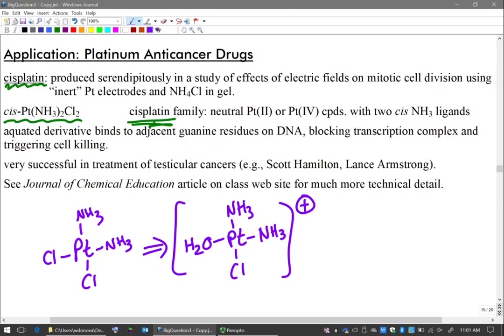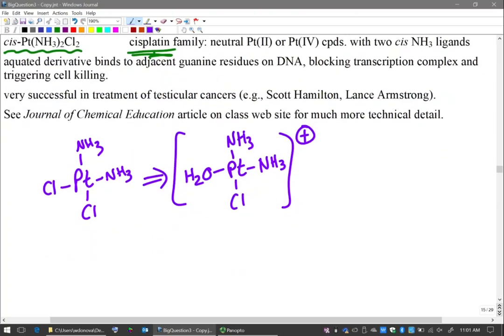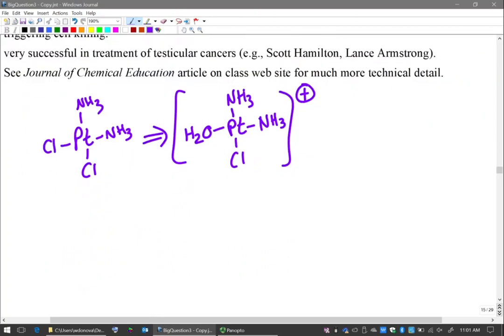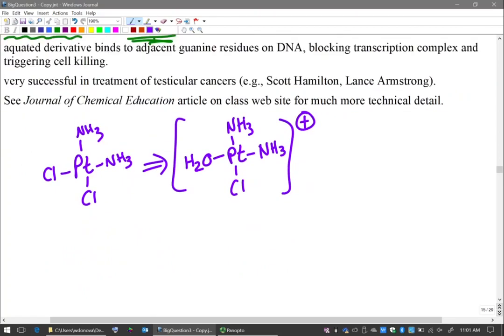So you get this charged species that can make its way through cell membranes. And this aquated derivative, boy, it's very technical language that turns people off, right? What the heck is an aquated derivative? That means it's the subsequent molecule or ion that's formed by aquating, replacing something with water, right? So this is the aquated derivative here. It's a second structure. We've just replaced a chloride with a water. That binds to adjacent residues of guanine, one of the bases.